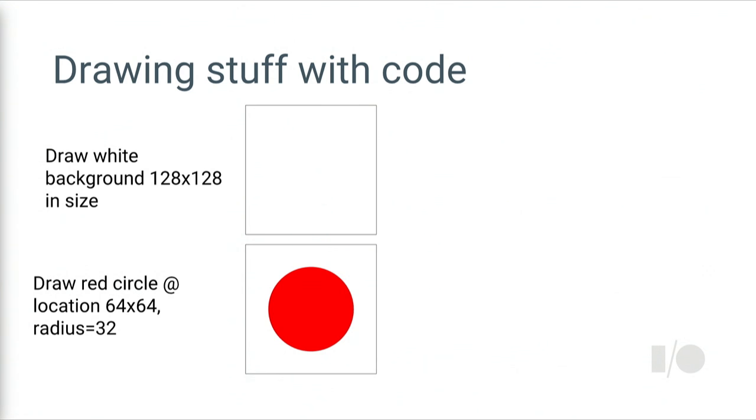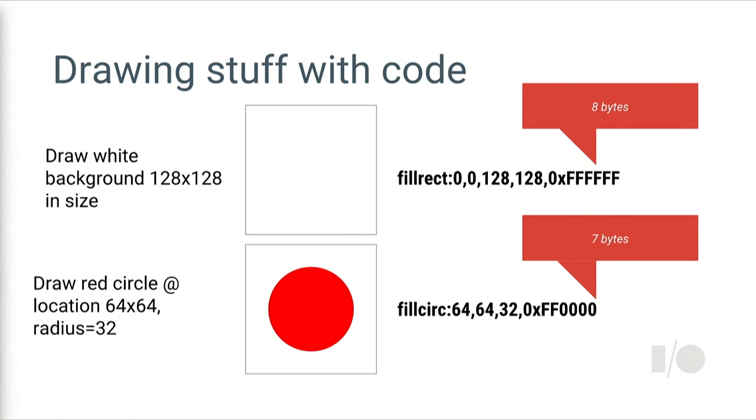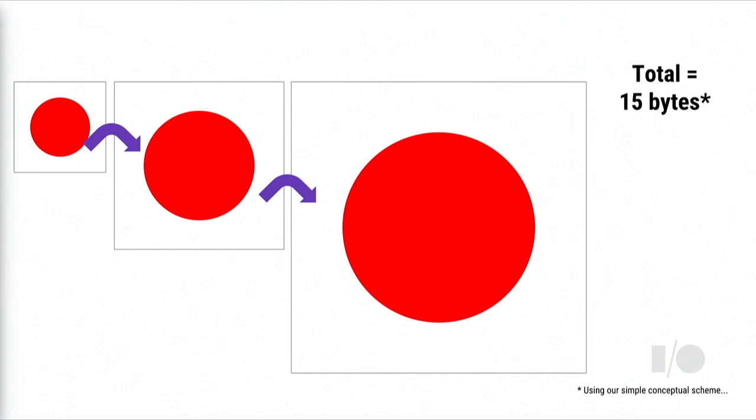Now, if we could create our custom DSL language and whatnot, we could actually get this into one byte per instruction and end up at about 15 bytes to represent the same thing. The result of this is that we can generate those same three images at any of these three sizes using only 15 bytes of our scheme instead of the 55K that we were using before. This is the concept of vector image formats, right?